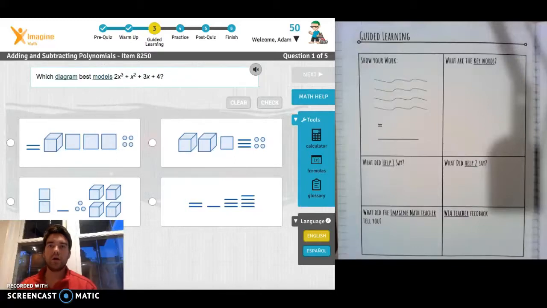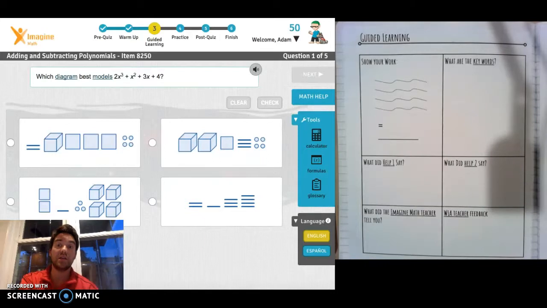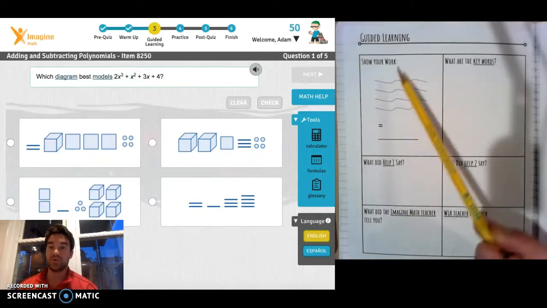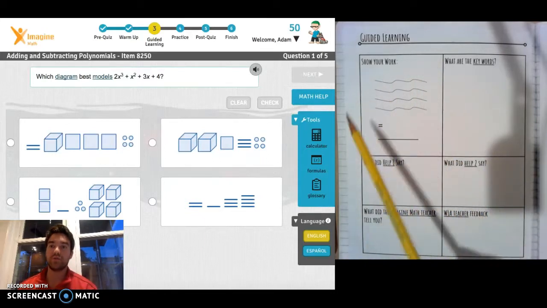Hey guys, now that you've gone through the pre-quiz and the warm-up, you're going to be on to the guided learning. And the guided learning is where most of the learning within Think Through Math is going to be happening. And that's really why you're doing one question per page. So everything that you see here, this is show your work. That's where you're going to show your work.